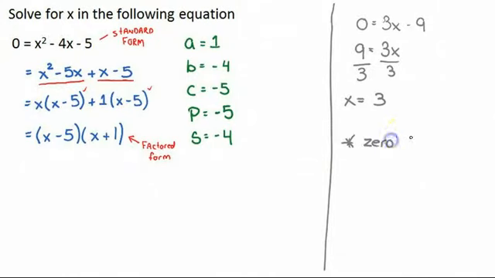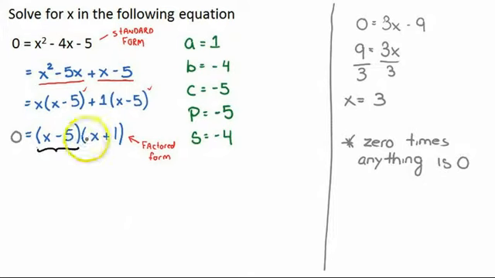0 times anything is 0. So because of the fact that the left-hand side of this equation happens to equal 0, what that means is that if this first set of brackets goes to 0, then everything is 0. Or if this second set of brackets goes to 0, everything goes to 0.